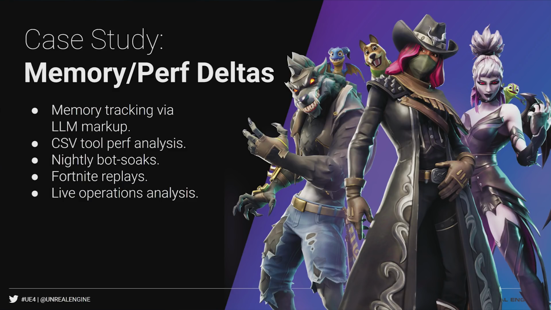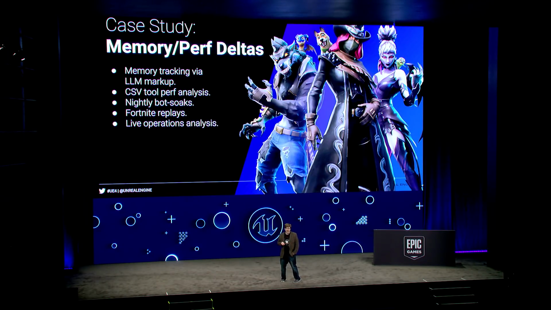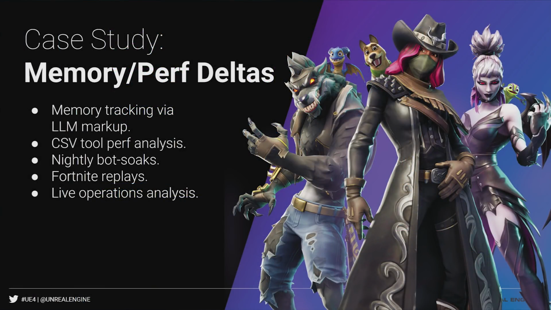I'm not going to go into extreme detail of what all those tools are, but we essentially are using our own tools for doing low-level memory analysis. That's LLM. It's a tool that is available in UE4. You can mark up your code according to different scopes and analyze different behaviors in terms of memory allocations throughout your code. We also have tools for analyzing performance. This tool, called CSV tool, is something that we use.